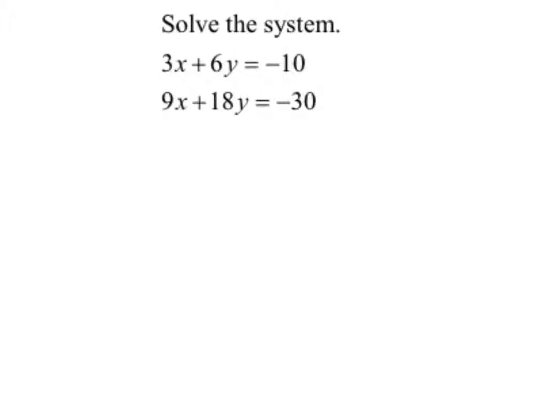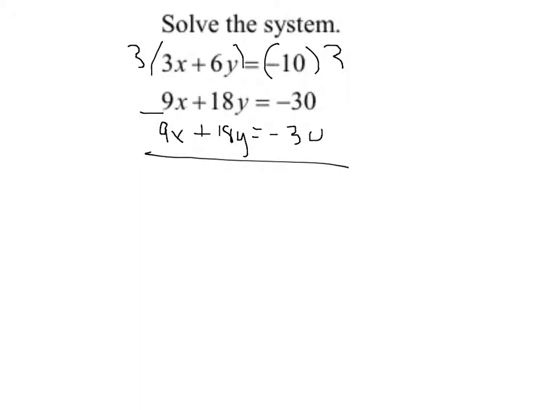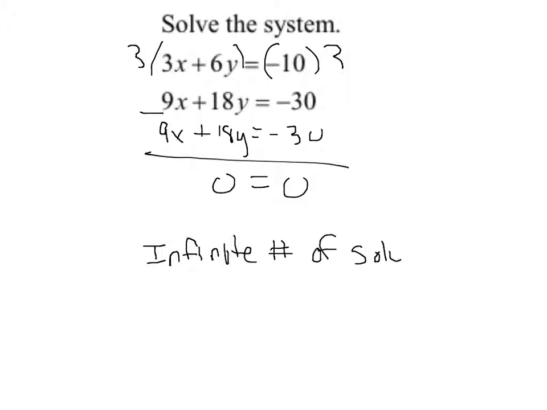Solve the system. Well, I see if I multiply this by 3, it'd match up the 9s. So I get 9x plus 18y equals negative 30. And this time I'd subtract. What's 9 minus 9? 0. 18 minus 18, 0. Negative 30 minus negative 30? 0. Is 0 equals 0? Then yeah. Excuse me. Then that means infinite number of solutions, because they're the same line.